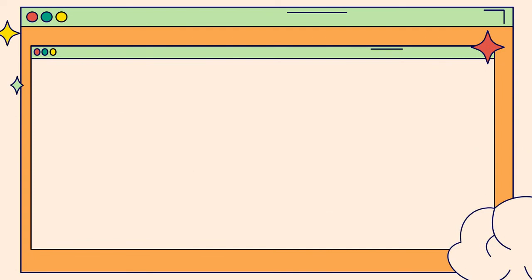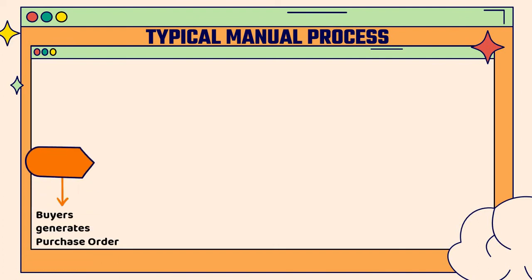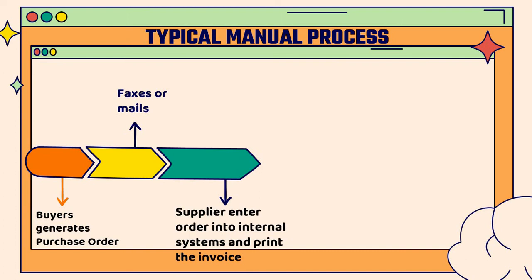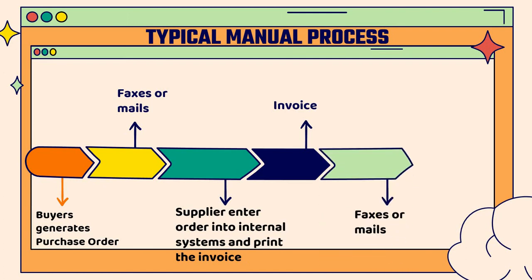Now, we will compare the typical manual process and the EDI, or electronic data interchange, process. For this slide, the first step in the manual process is that the buyer will generate a purchase order based on the demand needed. Then, the buyer will fax or mail the purchase order to the supplier. Once the supplier receives the purchase order, they will fill in the internal system to get the invoice. After that, the supplier has to mail the invoice back to the buyer.